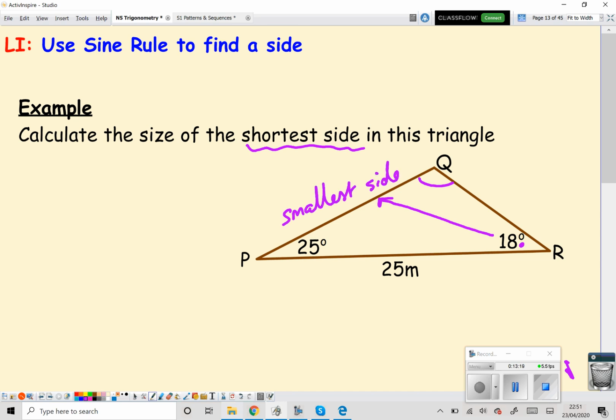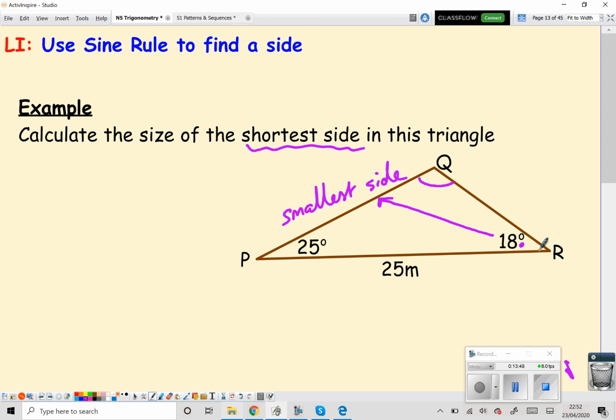Even although it might not look it in the diagram. I've kind of deliberately gone for, I know that side PQ looks a little bit longer than side QR. That's a little bit deliberate because you need to look at the maths, not necessarily look at the diagram. The diagram may put you off slightly. You might think that side just looks shorter than the other side, but you have to be definite here. The smallest side is opposite the smallest angle.